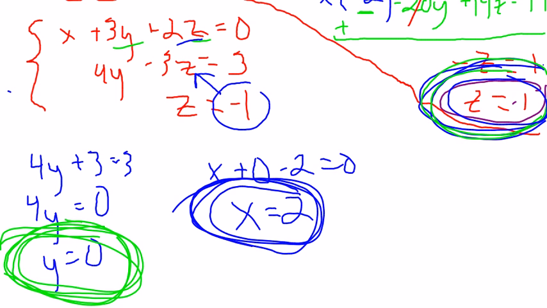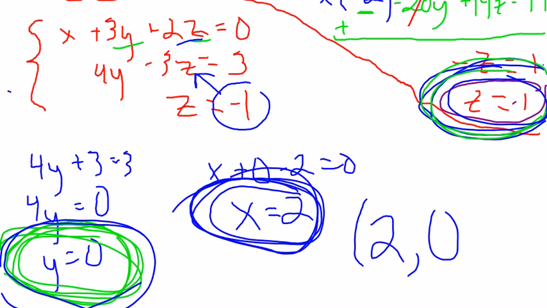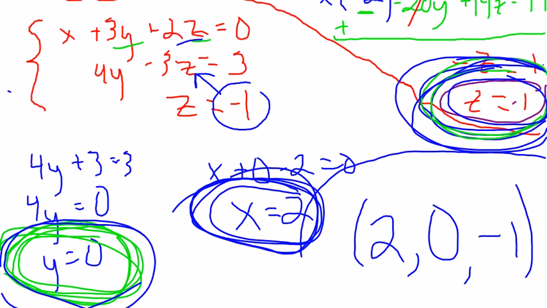So the giant circles are all my answers, which I'm going to write as a coordinate. That gives me x equal to 2, comma, y equal to 0, comma, z equal to -1. And that is that. Look at that, almost exactly 10 minutes.